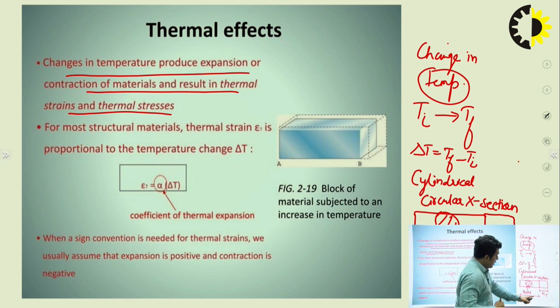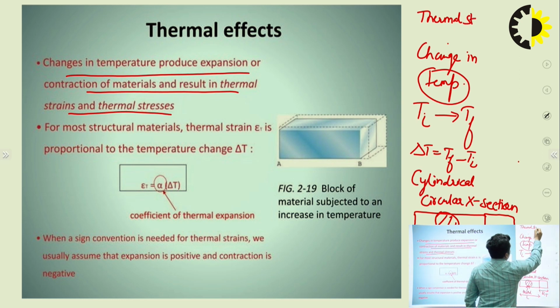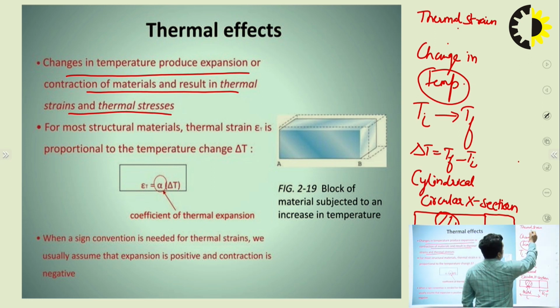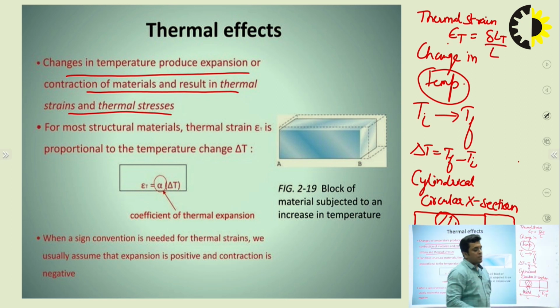Now, what will be the thermal strain? As our knowledge says, strain is change in dimension upon original dimension. Now, if I am writing thermal strain, that is epsilon T, then it will be change in length due to increase in temperature upon original length, delta LT by L. This is known as thermal strain.